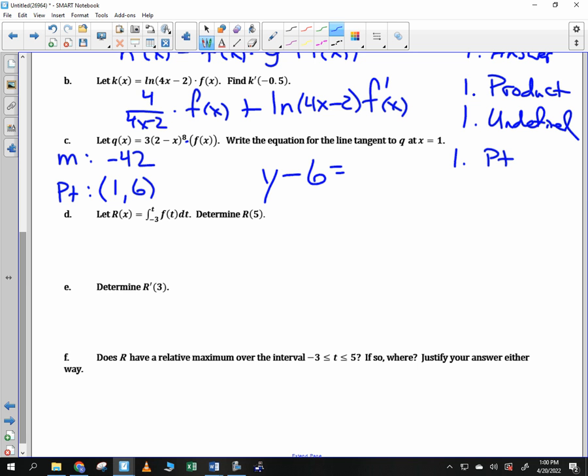And we got y minus 6 is negative 42 times x minus 1. So we're going to go 1 point for the negative 42. We're going to go 1 point for the slope. And we're going to go 1 point for the equation for the line. So those are your three points there.